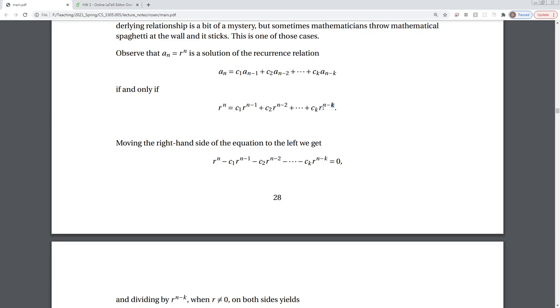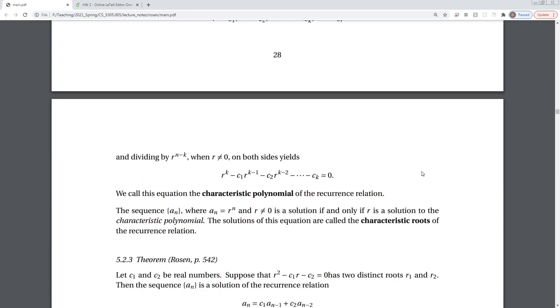So one way to clean it up is first to move all of this to the left-hand side. So we subtract both sides by this. And so now on the left-hand side, we have r to the n minus this sum, right? And because we're negating the whole thing, we end up with minus the n minus 1 term, minus the n minus 2 term, and so forth to the n minus k. Okay, but again, we still have this problem where each term in our sequence now has its own polynomial. But we want a single polynomial to represent the whole thing.